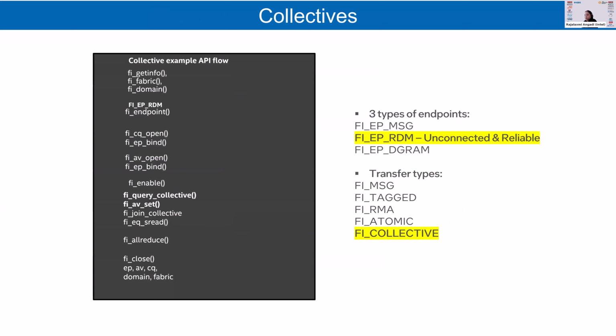So this is the flow showing how collective APIs are used. There are basically 3 steps when dealing with collectives. One, we have to identify collective membership. Second, we have to set up the communication group. And third, it will be about invoking the collectives itself.